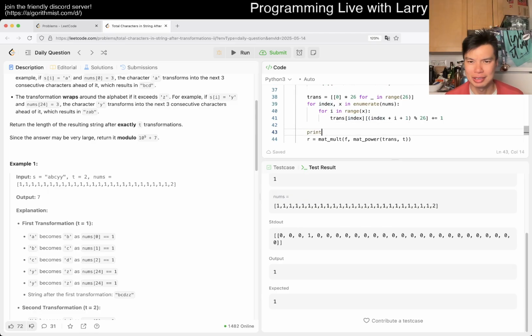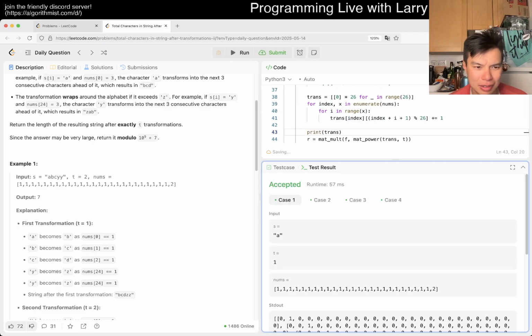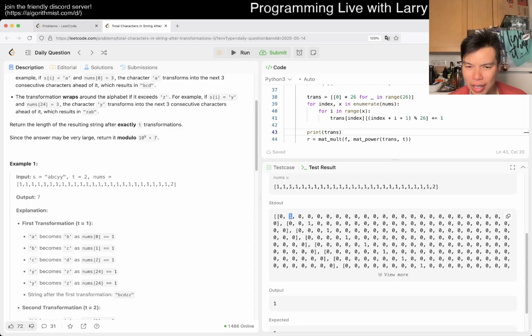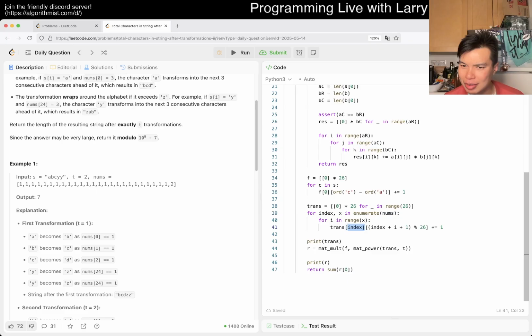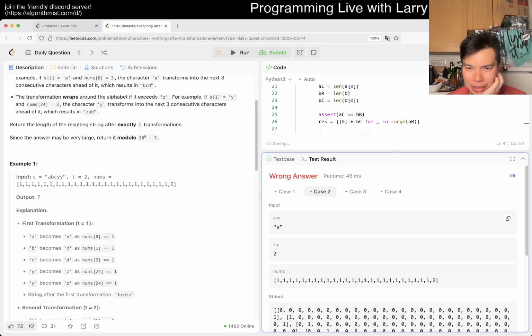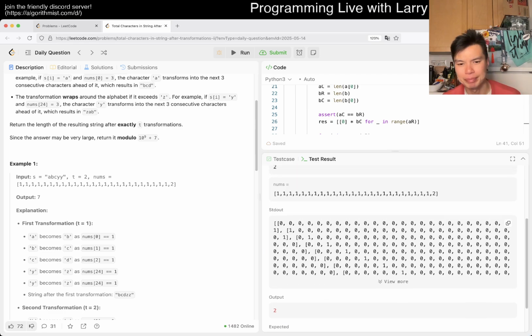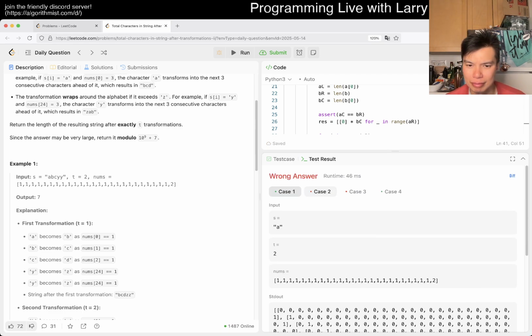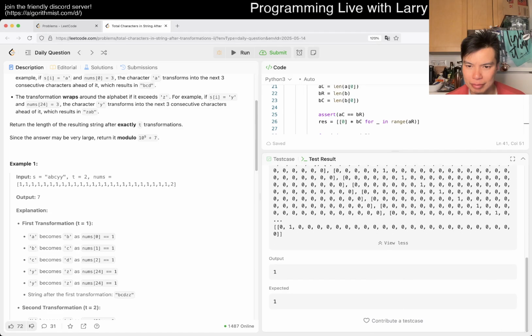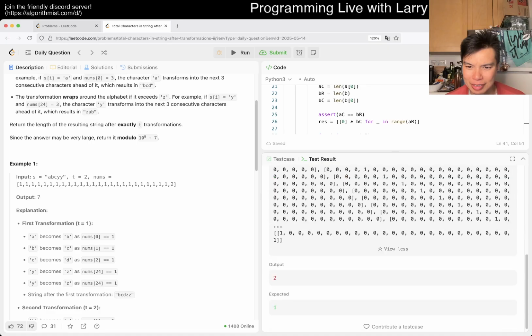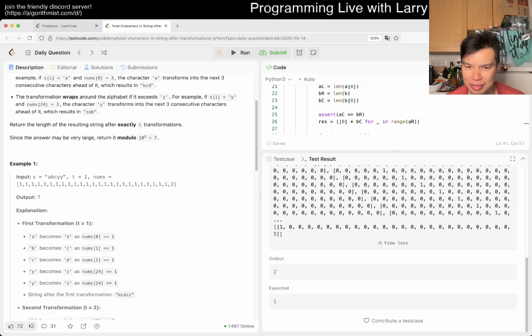Alright, let's just print out the transformation matrix. Yeah, no, this looks like what I want. Is it? No, I think this is right. I mean, unless I did this wrong and I transformed it. No, I think that doesn't make sense. Yeah, that doesn't make sense. But, no, does it though? Because now it gives the right answer. Not for this though.